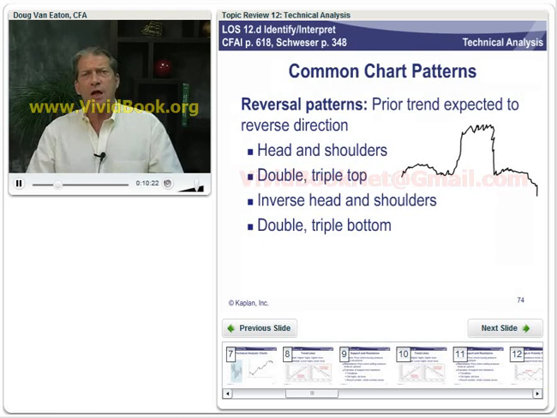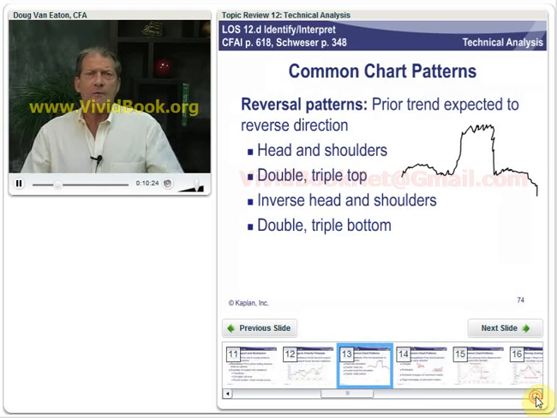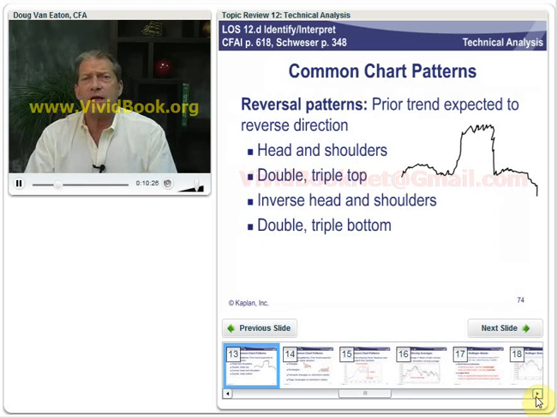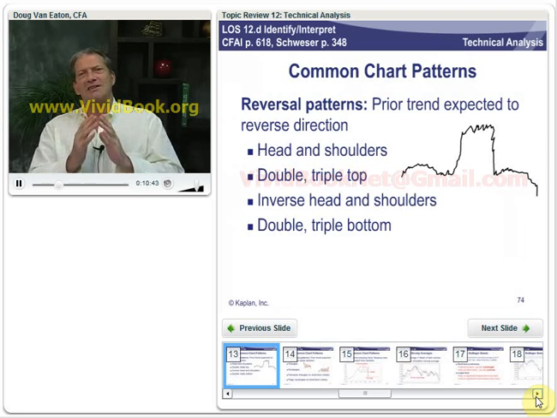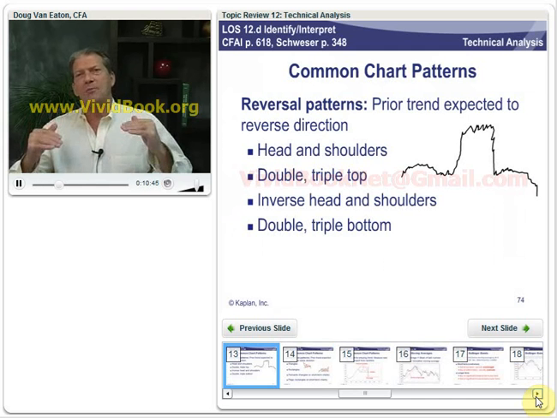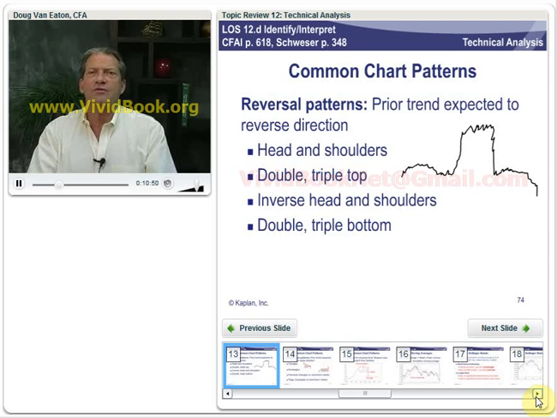Now, what are some common chart patterns? Well, common chart patterns can either indicate reversals or they can indicate a continuation of the trend. Now, what we've drawn here kind of quickly and funnily is what we call a head and shoulders pattern. A head and shoulders pattern has a high in the middle. It's got shoulders of about equal height. Okay? And this is a reversal pattern.